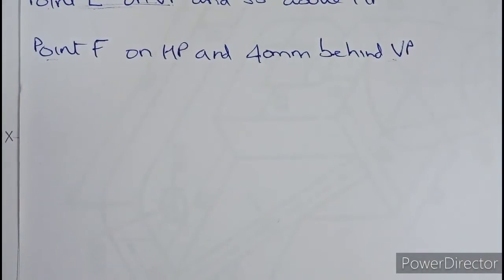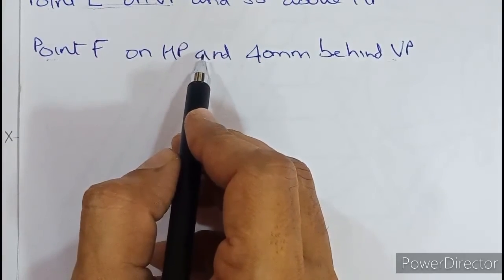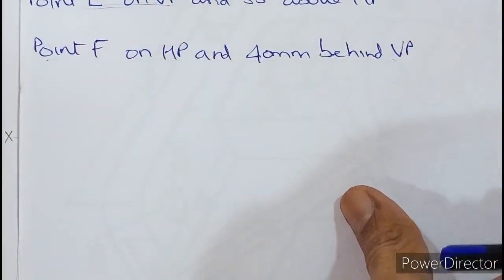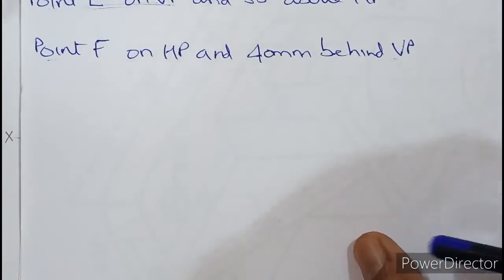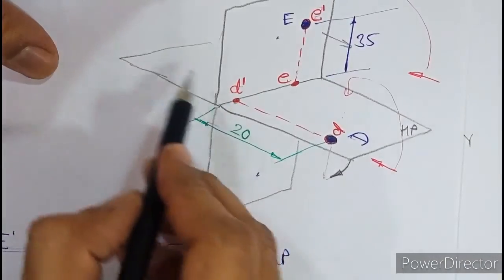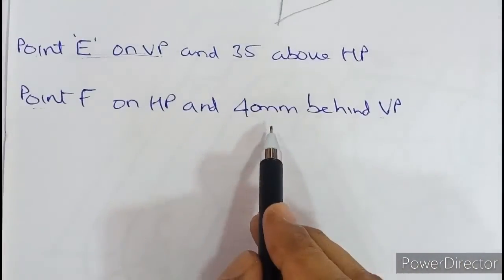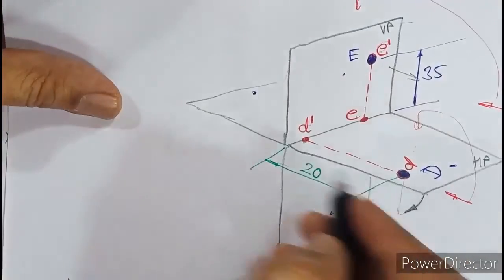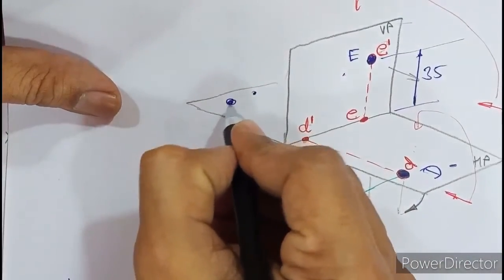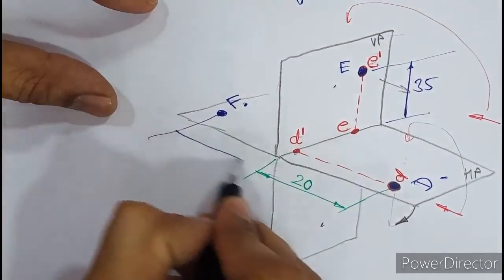Point F on HP and 40 behind VP. So when a point is on HP and behind, it means the chances are the point can be in the second quadrant or in the third quadrant. So let us mark a point F on HP. Whenever a point lies on HP, neither above nor below, it means the point can lie here or it can lie on this side, right? On HP. But if you read the question further, it is behind VP. So on HP and behind VP means the point lies here itself. So this is that point capital F. And it is 40 behind VP. So from here, this dimension is 40.